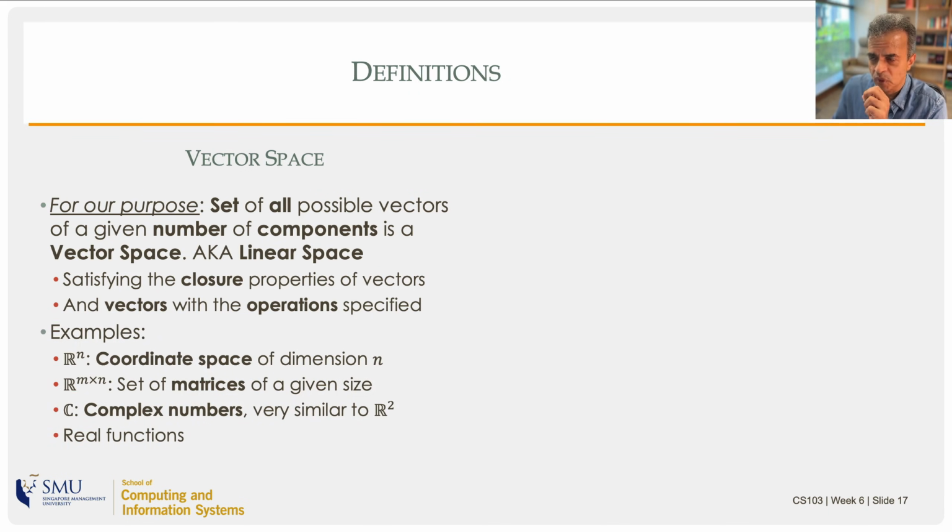So Rn is a vector space if you think of it as the collection, a set of all possible vectors of n components and real components. And also, if you think of Rn as the coordinate space where you have points and curves and surfaces, etc., that coordinate space also is a vector space.